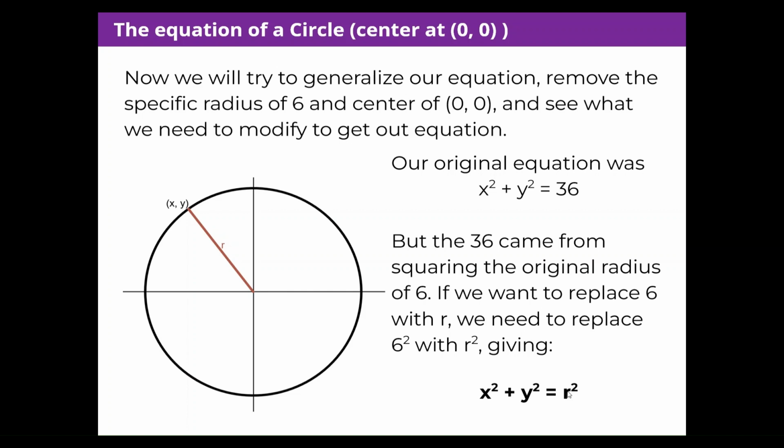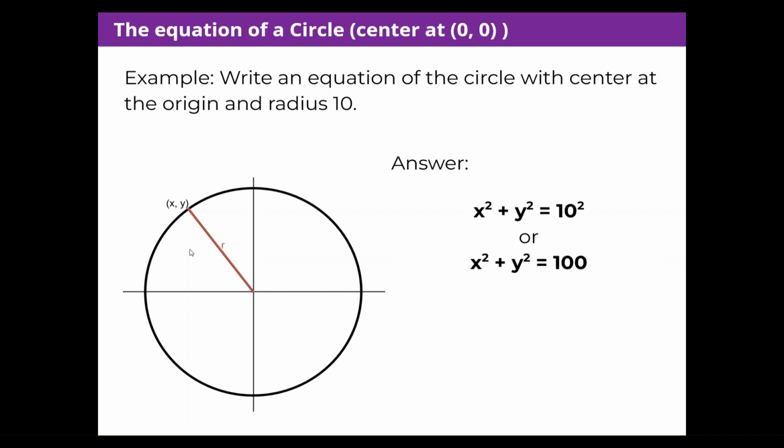x squared plus y squared equals r squared. It is essentially the Pythagorean theorem, because that's where we're getting this from. We're computing the distance from 0, 0 to (x, y) using the Pythagorean theorem. So if we had a circle with radius 10, we would have 10 squared here. x squared plus y squared equals 10 squared. Or you could write that, of course, as x squared plus y squared equals 100.